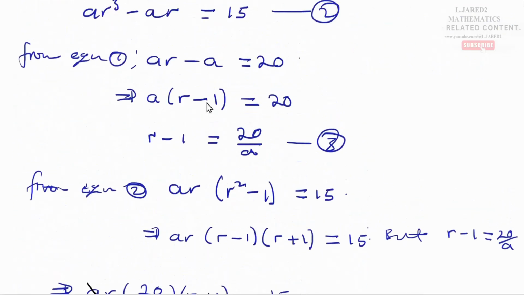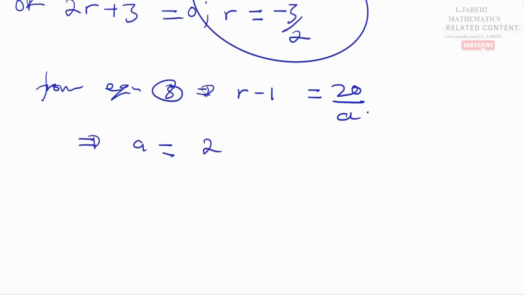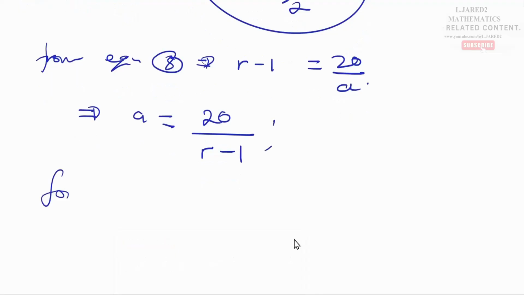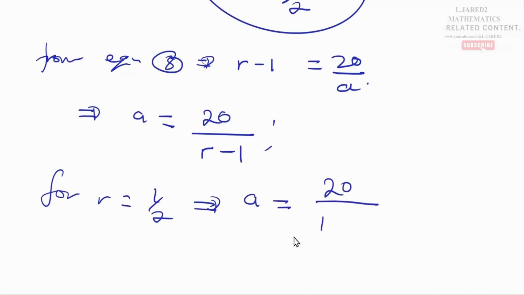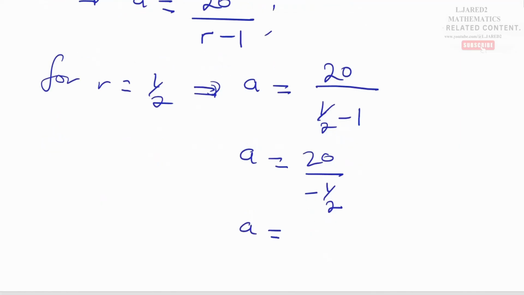So now from equation 3, which is R minus 1 equals 20 divided by A, it also means that our A is simply equal to 20 divided by R minus 1. So now we can substitute in for R equals a half. It means that our A is simply going to be equal to 20 divided by a half minus 1. So I have A equal to 20 divided by the negative half. And this gives me our value of A being equal to negative 40.